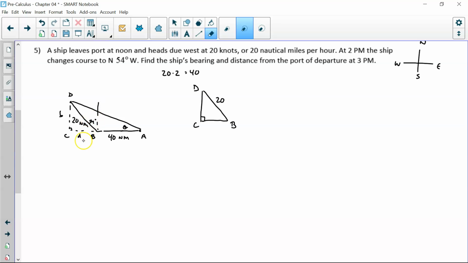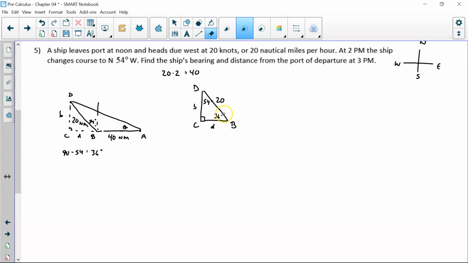So if that angle is 54, 90 minus 54 is 36. So 36 is down here. And then this angle up here would be 54 degrees, because that angle, the north 54 degrees west, was right there. So now we do have some information, so we can find the missing sides. We'll call this D and we'll call this B.